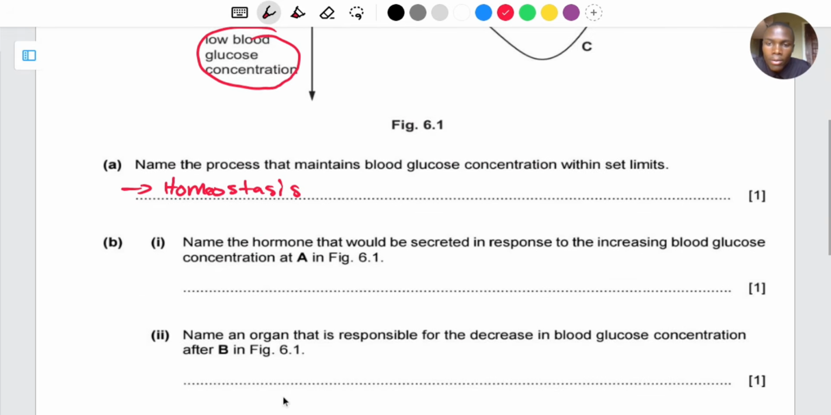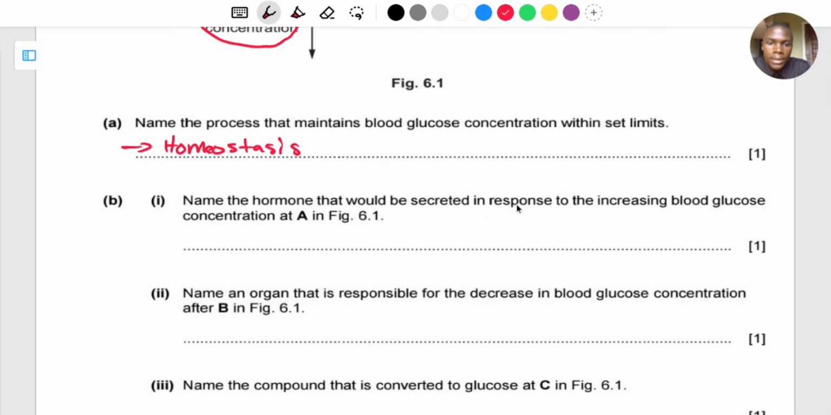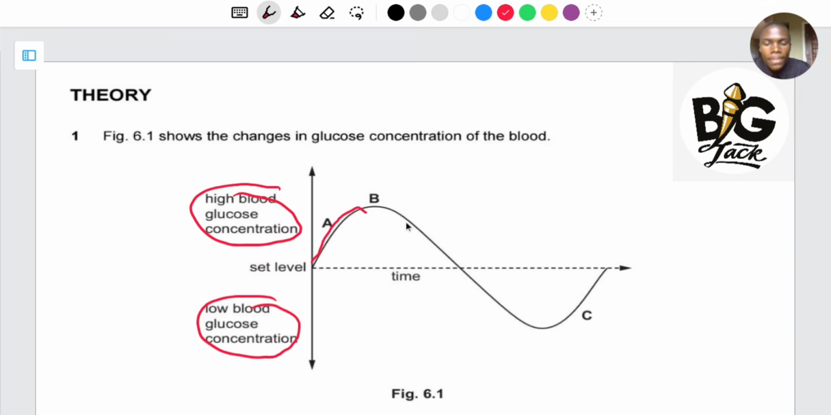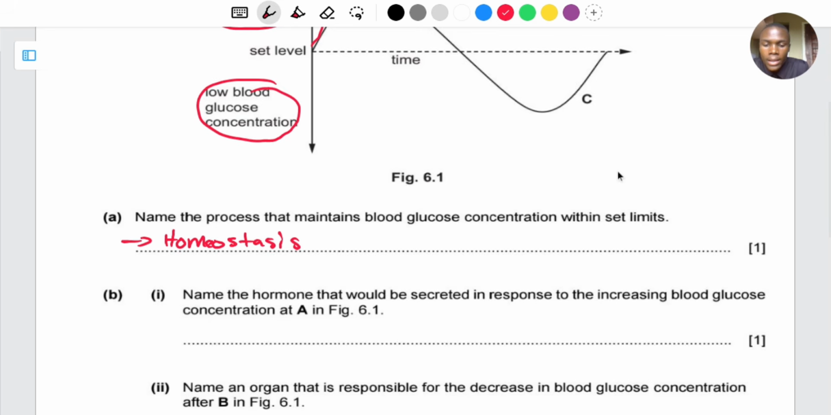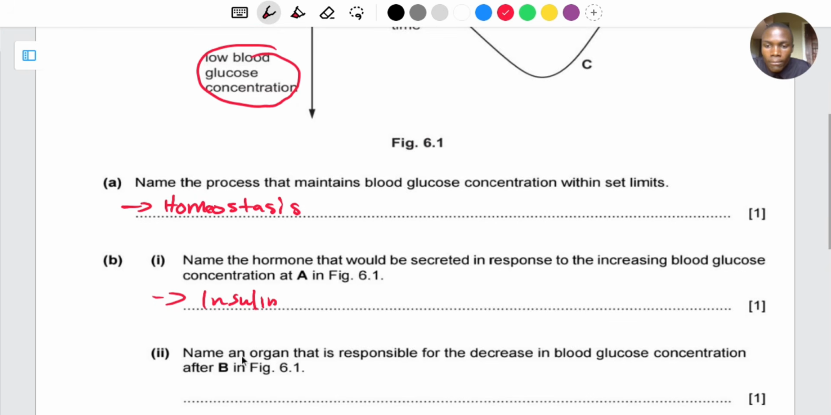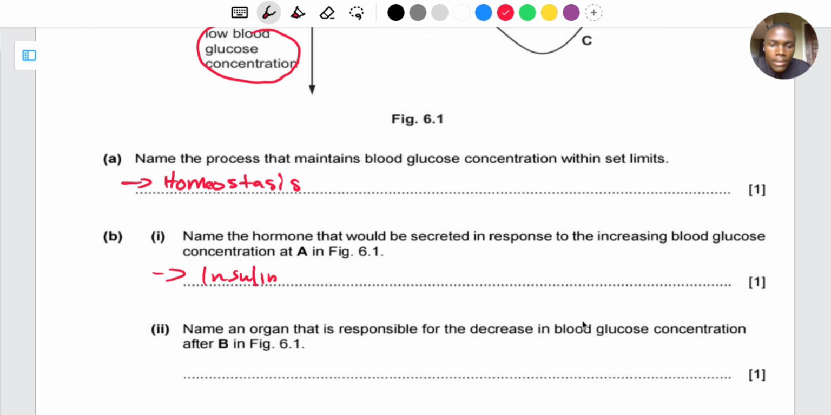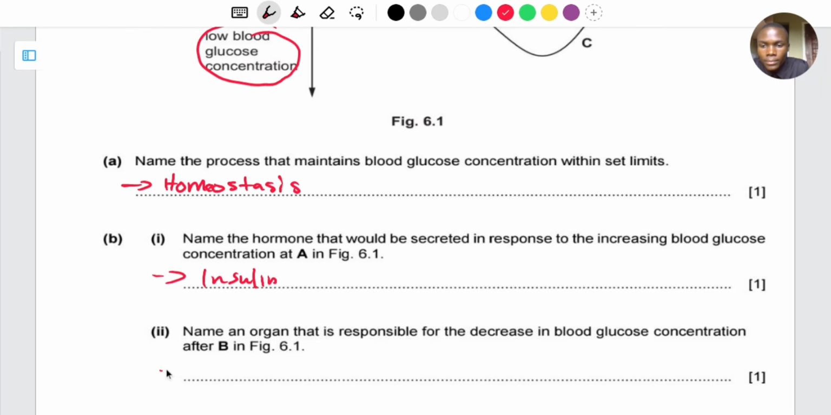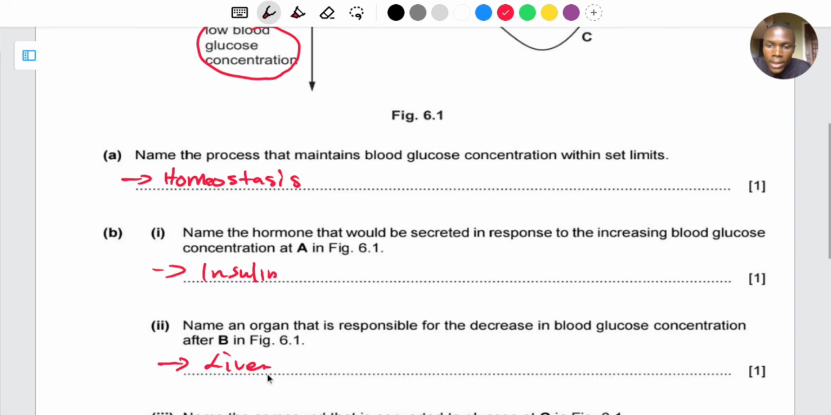Then name the hormone that would be secreted in response to the increase in blood glucose concentration at A. As you can see here, there is an increase in concentration of glucose at A. So which hormone is going to be secreted? Of course, it's insulin, the one which is going to bring the blood sugar level back to normal. Then name an organ that is responsible for the decrease in blood glucose concentration at B in figure 6.1. At B there, what organ is that? Just the liver, isn't it? So you can say the liver. Insulin converts glucose into liver glycogen as well as muscle glycogen.